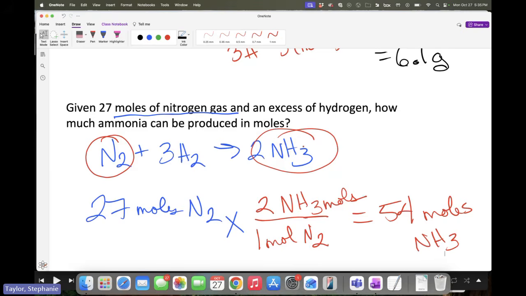But we often give you a question on exams that's all in moles to save yourself some time, because then you don't need any of the molar masses. You just don't have to worry about them.